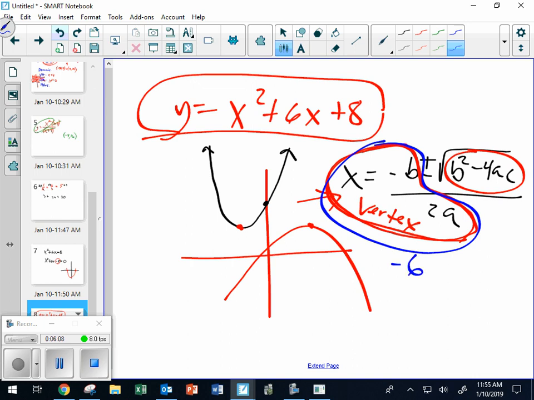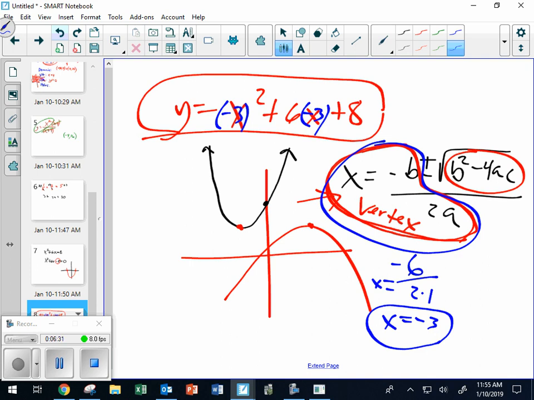Did you get negative 6 over 2, which would be negative 3? But remember what that is. That's x. X equals negative 3. If they wanted the axis of symmetry, that's the axis of symmetry. So then you stick that back in the equation. Goes in here.